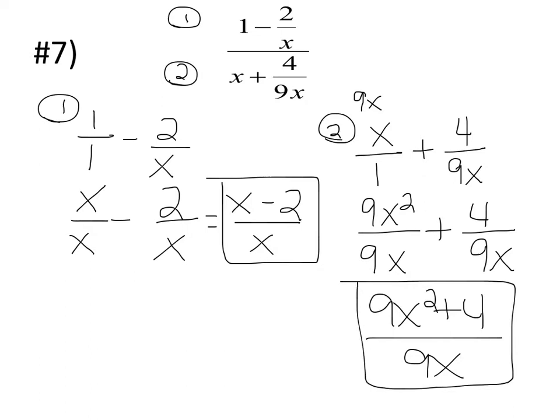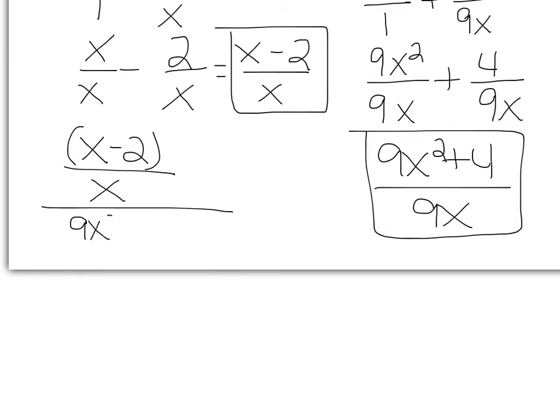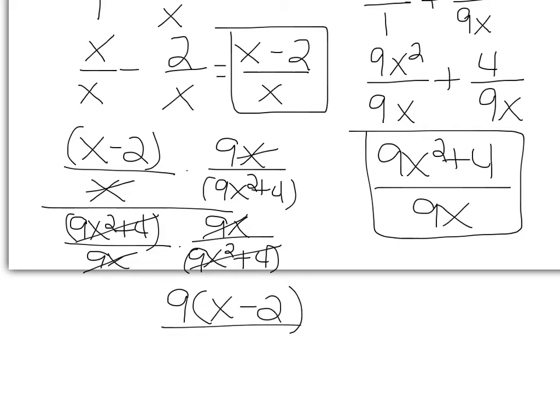Okay, so when I rewrite it, I'm going to do x minus 2 in parentheses over x all over 9x squared plus 4 over 9x. Multiply by the reciprocal of the denominator in your numerator and denominator. So notice down here, these cancel, these cancel. Up here, your x's cancel, but that's all that can cancel. So you're left with 9 times x minus 2 over 9x squared plus 4.